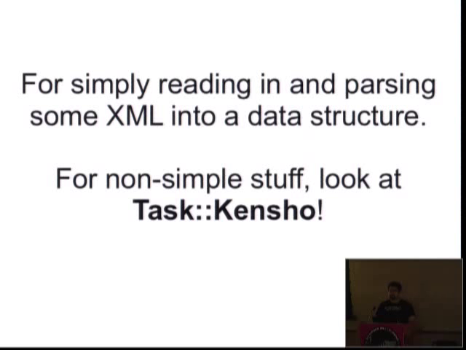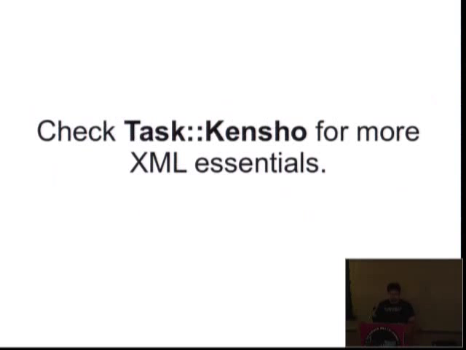XML::Simple. I'm pretty certain it's in Task::Kensho, okay? And for simply reading in and parsing some XML, just use it, and that way you'll get, you know, the actual proper data structure from it. It's got a lot of buttons and knobs, but it really is very simple. For the non-simple stuff, look at Task::Kensho. There's a bunch of XML modules in there, and you want to pick the one that fits your stuff.